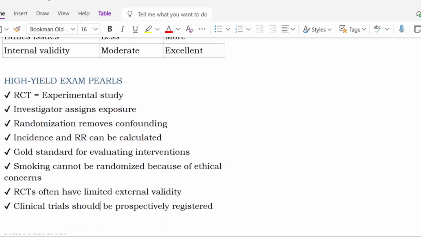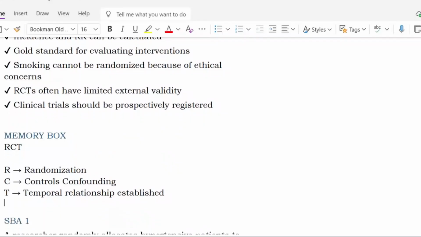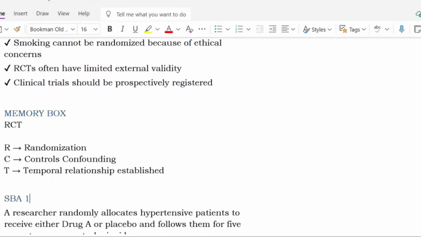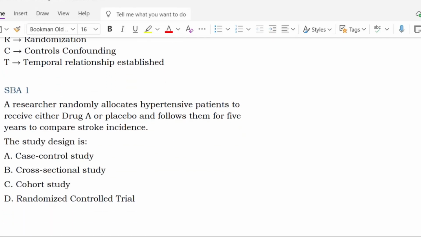From the examination point of view, the RCT is an experimental study design. The investigator is assigning the exposure. Randomization removes confounding. Incidence and RR can be calculated. It is the gold standard for evaluating an intervention. Smoking cannot be randomized because of ethical concerns, and RCTs often have limited external validity. Clinical trials should be prospectively registered. The mnemonic RCT: R for randomization, C for controls confounding, and T for temporal relationship can be established. So that finishes the topic of clinical trials.